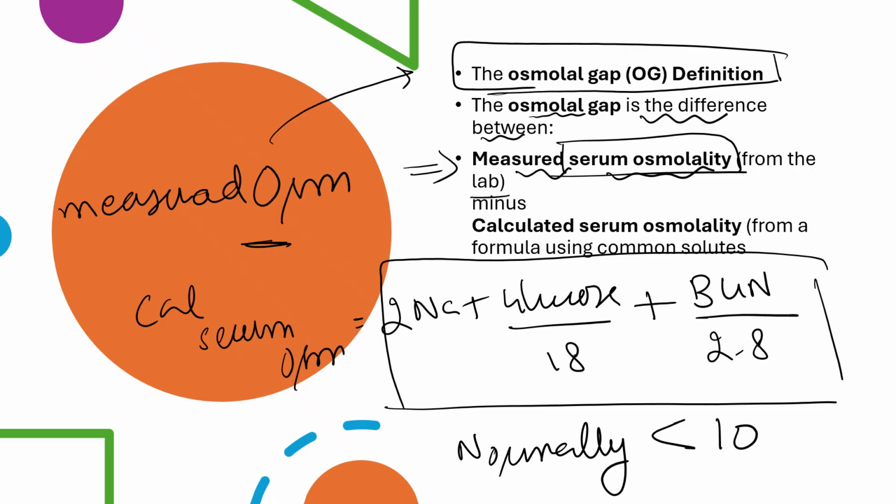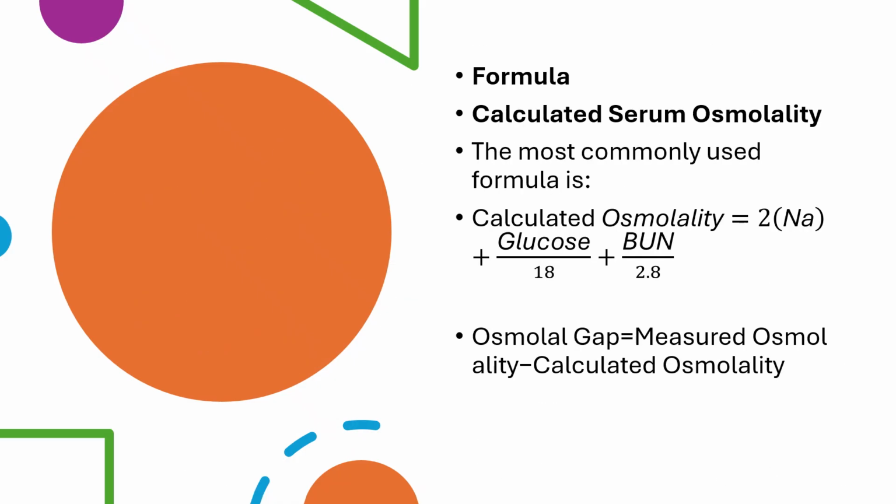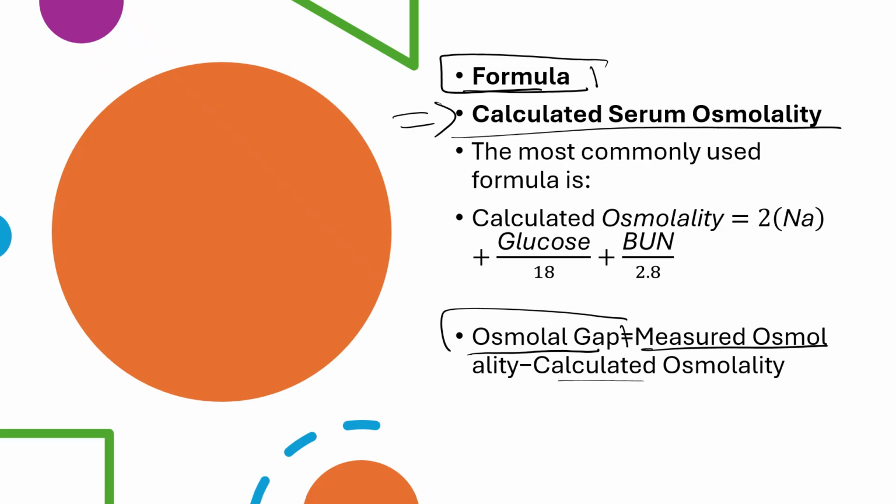But if it is greater than 10, or at least greater than 15, that means the osmolar gap is high, especially if it is greater than 15. So this is the formula for osmolar gap. This is the formula for how you calculate serum osmolality. We discussed it. So osmolar gap is equal to measured osmolality minus calculated osmolality.